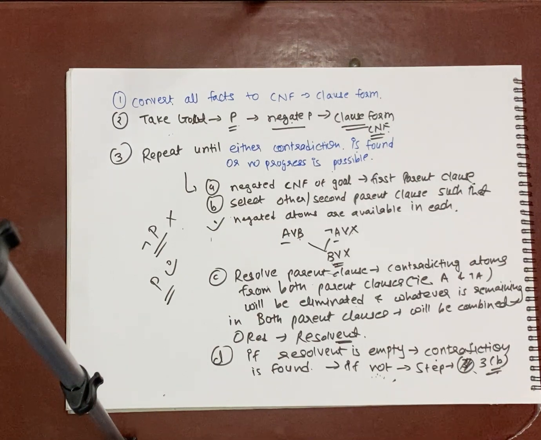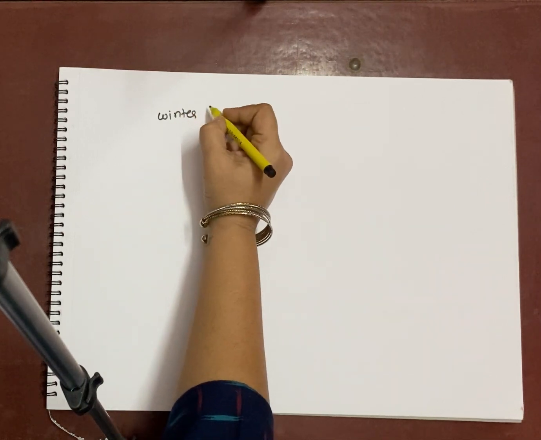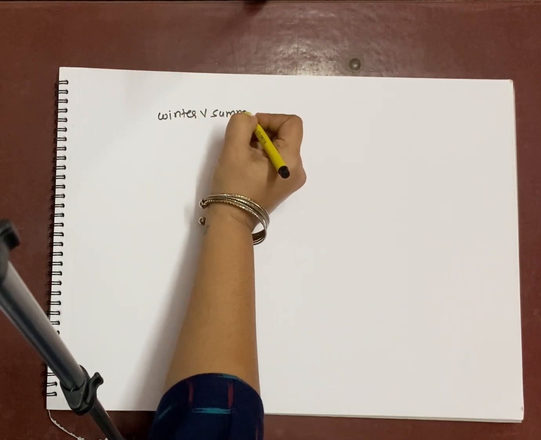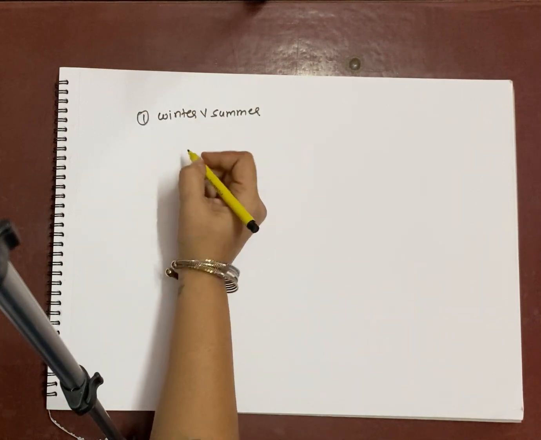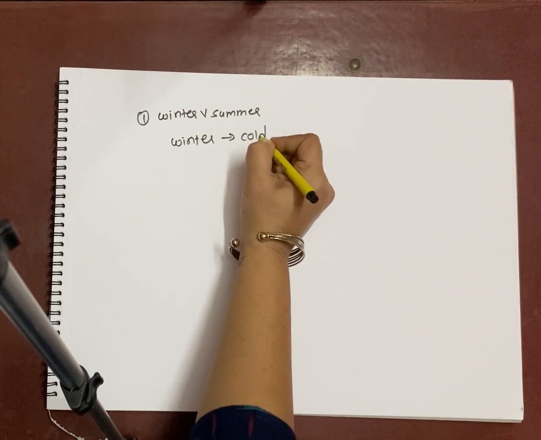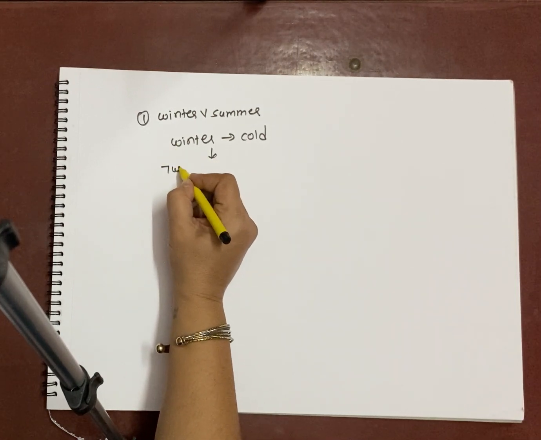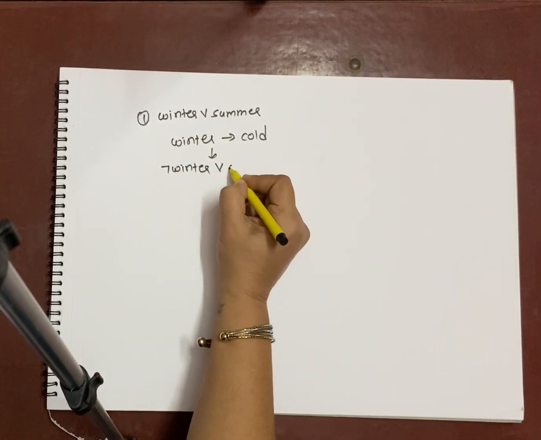Now we are going to discuss the basics of resolution for the facts and predicates that we are going to apply it to. Let us take a few basic examples. Suppose I have "winter or summer": either we can have winter or we can have summer. That is one fact. The other fact says winter implies cold. If you convert this to CNF, the implication gets negated, so it becomes "not winter or cold".